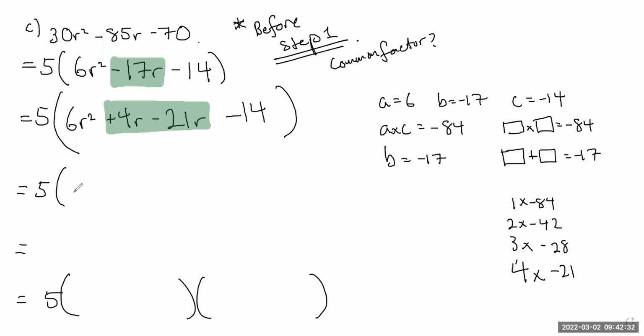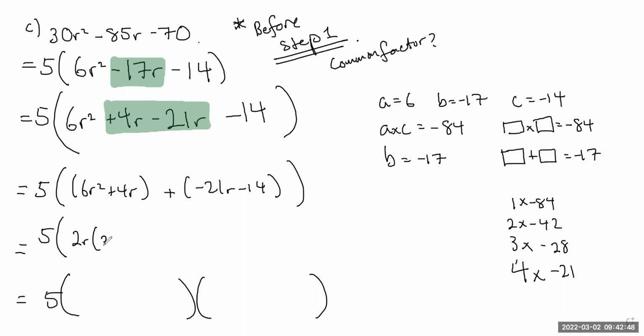So the bracket becomes 6r squared plus 4r plus -21r minus 14. And then if you common factor from there, you get 2r, 3r plus 2. From here, you get -7 divided out. You should get +3r plus 2.